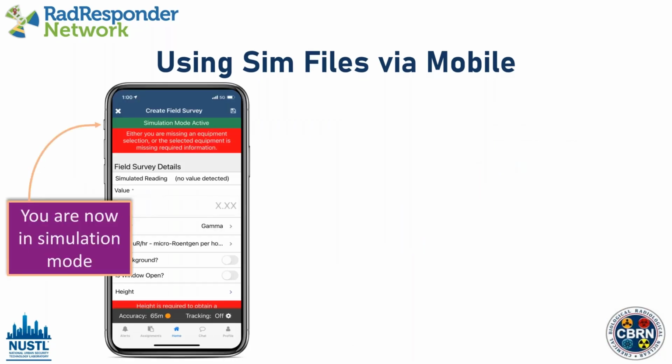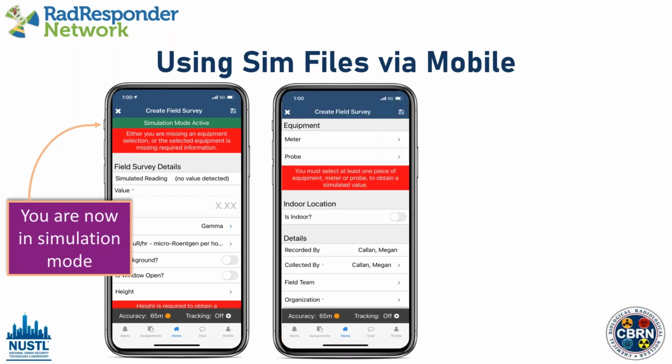So when you're brought to the create survey form, the form itself is identical to the normal survey form when it's not in a simulation mode. You will see those messages that will pop up. So I know I'm in simulation mode because of that green message bar at the top. You can also see that there are some red warning messages, and these let you know what fields you need to have filled out to be able to use the simulation.